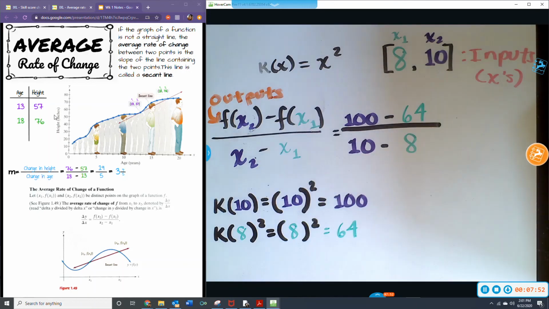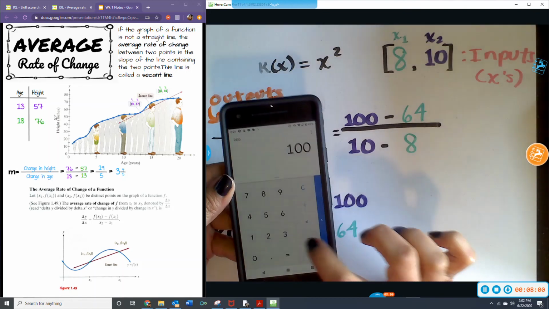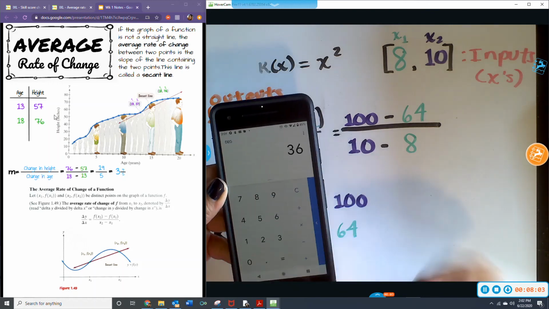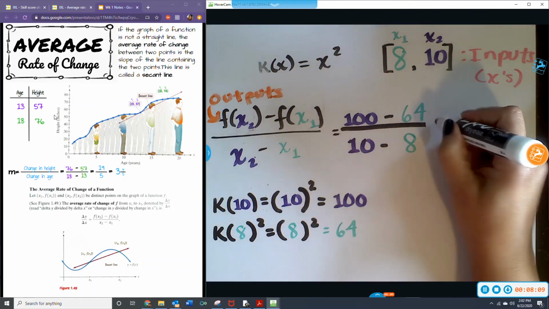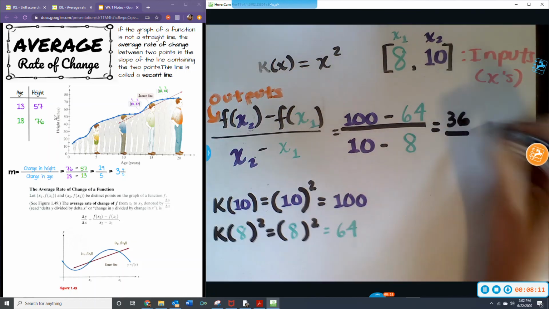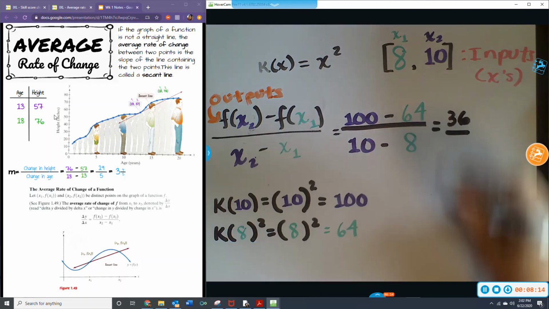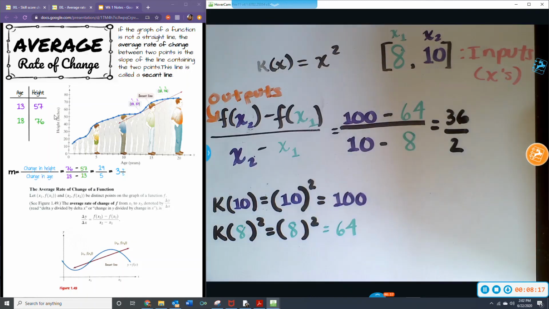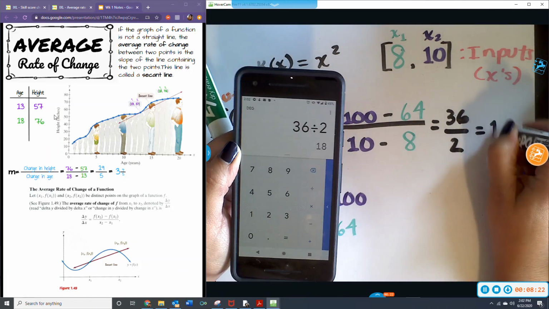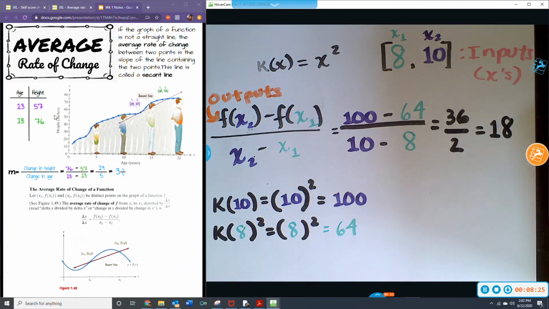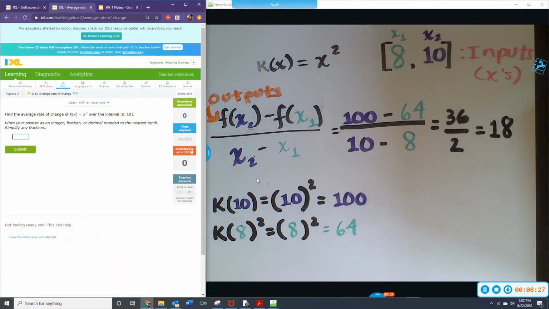This is where I would want to use my calculator, because I don't want to make any silly mistakes. I'm going to say 100 minus 64 is 36, over, and of course, 10 minus 8 is 2. Now, 36 divided by 2, just in case you haven't been doing any real math in a while, is 18. That's what I'm going to type into my answer right here. Awesome.